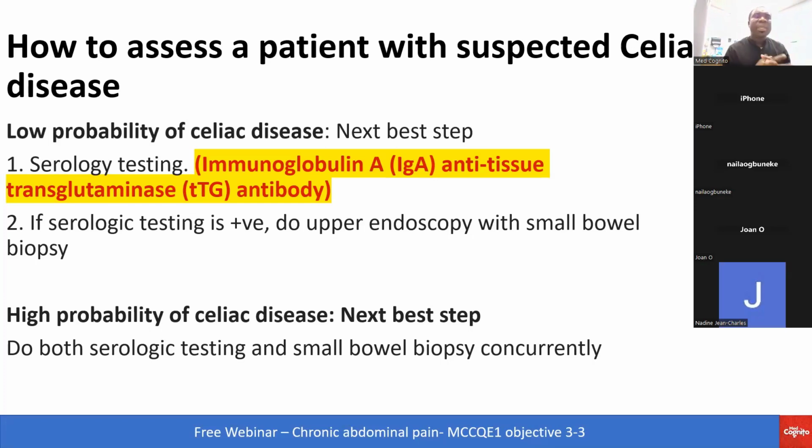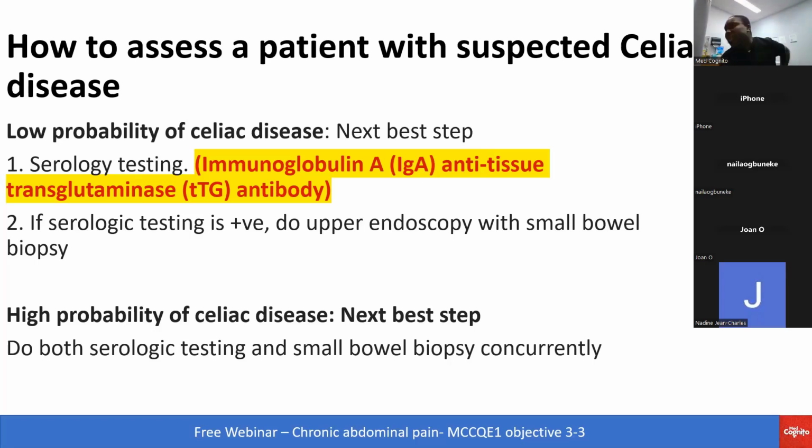Let me take it again. If the patient you are assessing, you are concerned about, could it be that this patient has celiac disease, but you are not very sure, it's not very high in your differentials, then you want to do the immunoglobulin A anti-tissue transglutaminase antibody. Assuming you do that and it comes back positive, the next best step would be to do an upper endoscopy with small bowel biopsy.